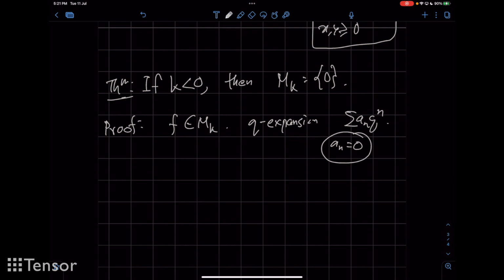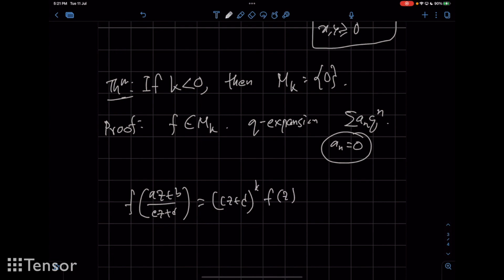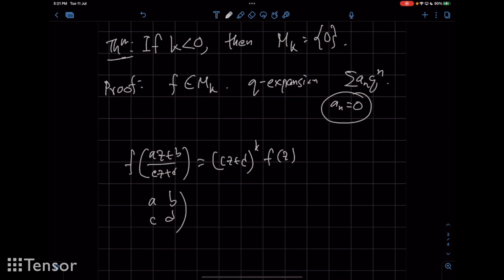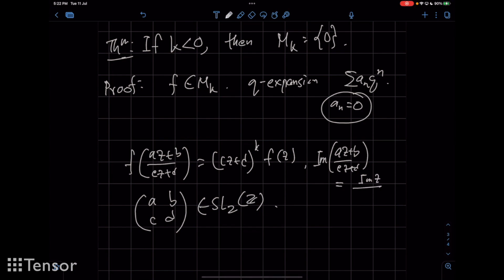Since f is a modular form, by the definition of modular forms, we have that f of (az plus b) over (cz plus d) is equal to (cz plus d) to the power k times f of z, and this is true for all a, b, c, d in SL2Z. And also, we know that the imaginary part of (az plus b) over (cz plus d) is equal to the imaginary part of z over |cz plus d| squared.